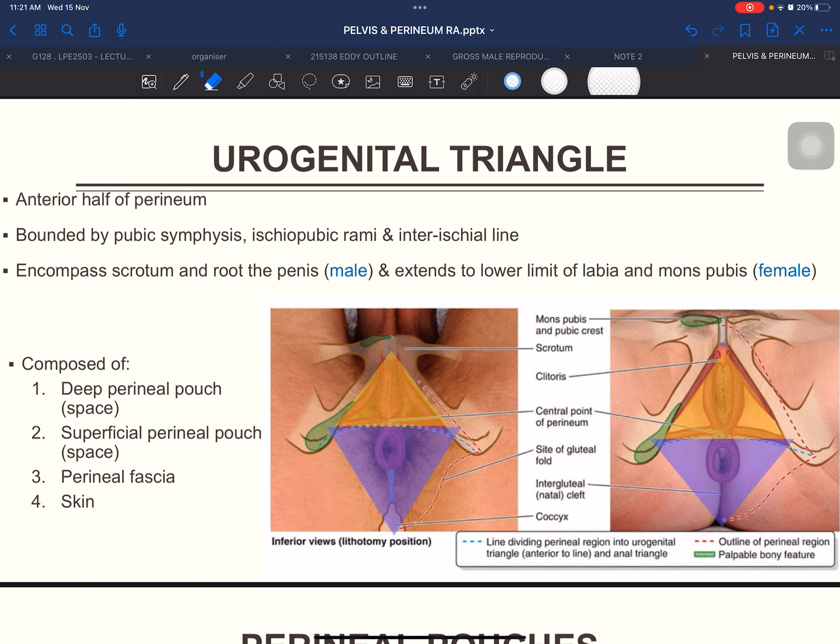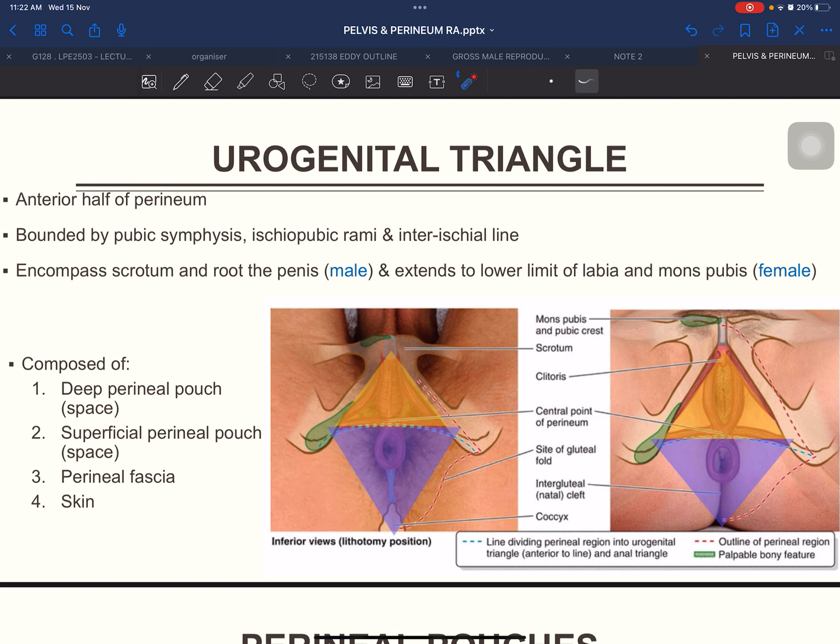I will teach you in the female reproductive system. This is the labia, the lower limit of the labia, and here up to the mons pubis in female. This is the limit of the perineum.